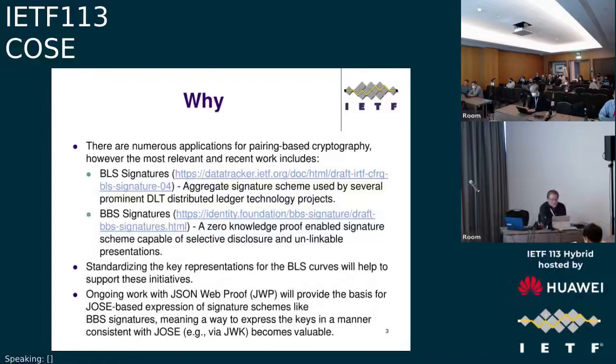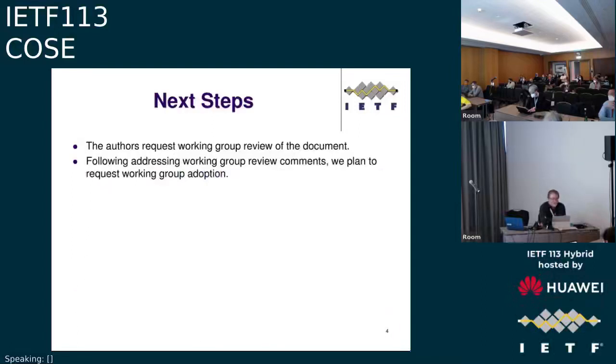There's also ongoing work on something called JSON Web Proofs that I'm a co-author of, for doing JWT-like and JWS-like signatures, but with multi-signature and zero-knowledge selective disclosure proofs. Next. So the only next steps that the authors are requesting today is for people to read the draft and to comment on the mailing list. Following a discussion on the mailing list, depending upon how that goes, we may ask for working group adoption, but we are not doing that today.